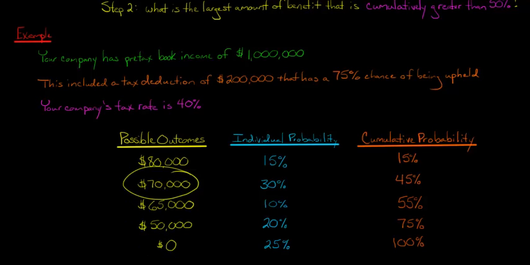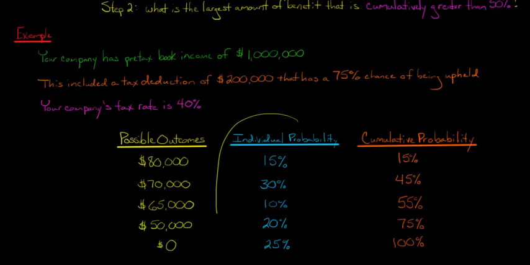These numbers are going to come from the tax lawyer. I just made these numbers up to give you an example. You don't calculate them, they're going to be given to you. And we can come up with the individual probability for each of these outcomes. So there's a 10% chance that the outcome will be $65,000 worth of tax benefits.